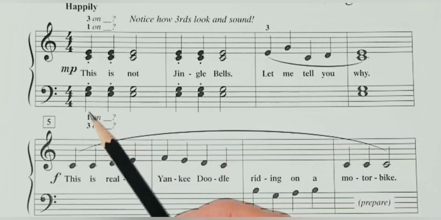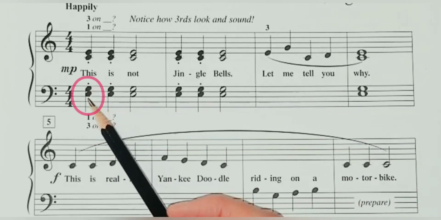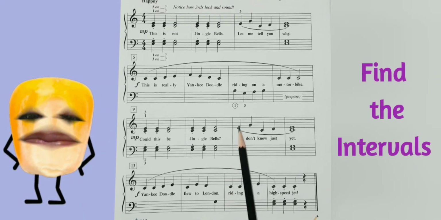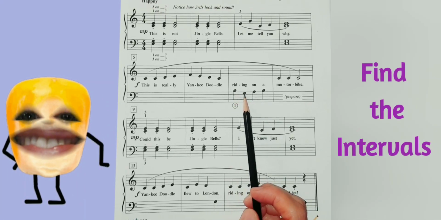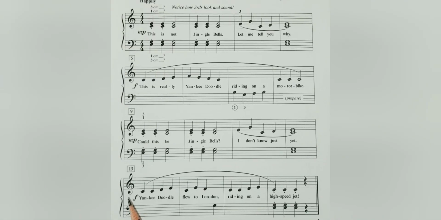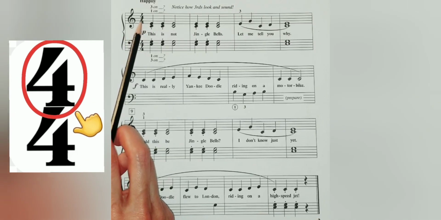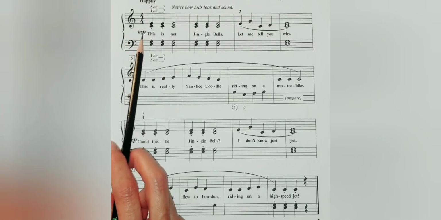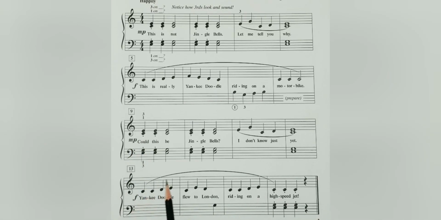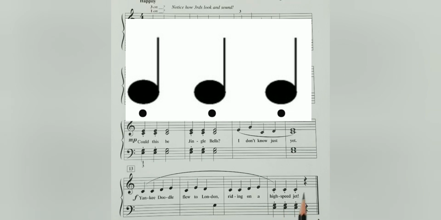You can see that we have third intervals played at the same time, and also we have some third intervals played one note at a time. You can find all the third intervals played one note at a time and circle them. In this piece we have 16 measures, 4 counts in each measure, and we have our dynamics mezzo piano, forte, mezzo piano, and forte. We have some long legatos, long slurs that tell you to play legato, connected, and we have also some staccatos. Got it?